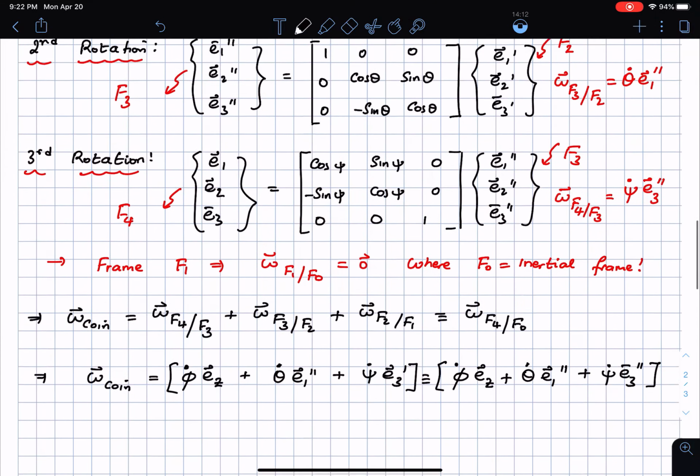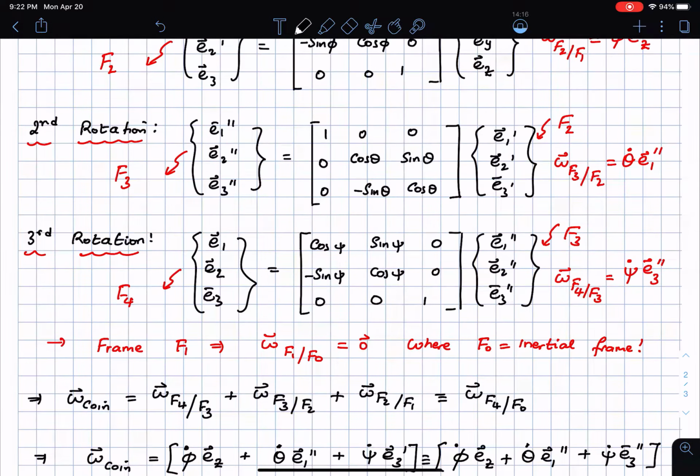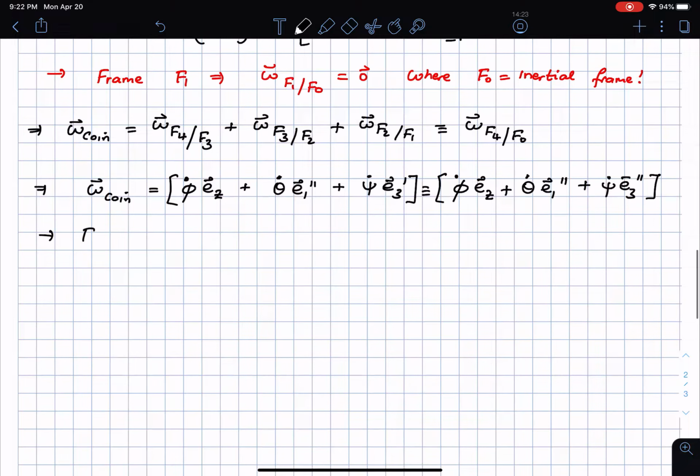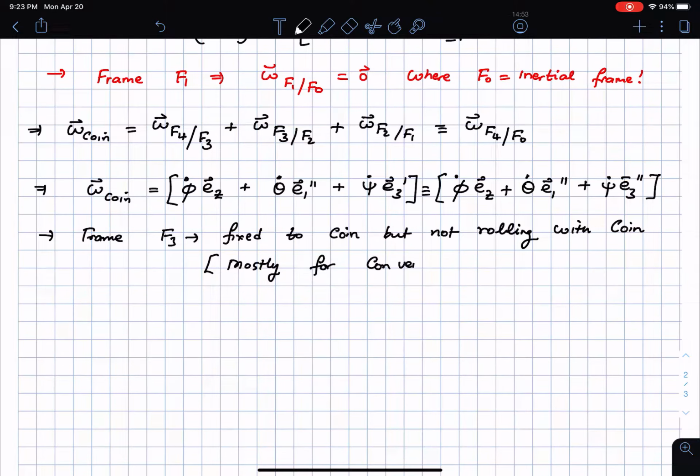And one thing that we wanted to note was that this frame F3 was actually fixed to the coin but was not rolling with the coin. So that's something that you want to keep a note of. The frame F3 was fixed to the coin but not rolling with the coin. This is mostly for the sake of convenience, and I would want you to refer back to lecture 8 for that.